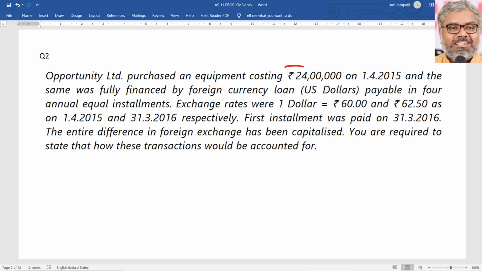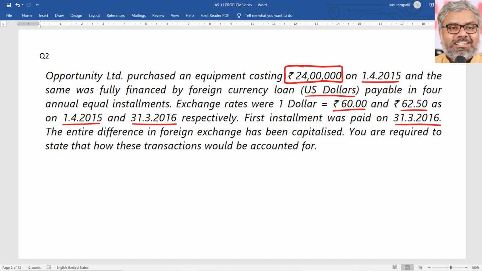It is not dollars. It is rupees 24 lakhs. Okay. On 1/4/2015, and the same was fully financed by a foreign currency loan, which is a US dollars loan payable in 4 annual equal installments. Exchange rates were like this: $1 was 60 rupees and $1 was 62.5 rupees as on 1/4/2015 and 31st March 2016 respectively. First installment was paid on 31st March 2016.